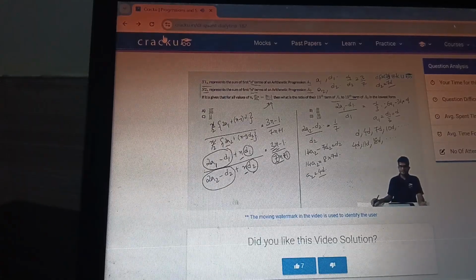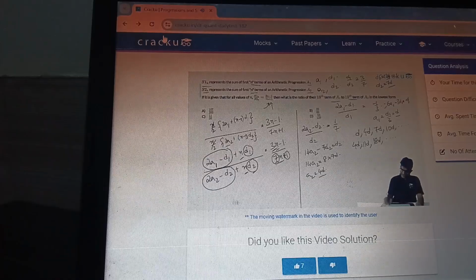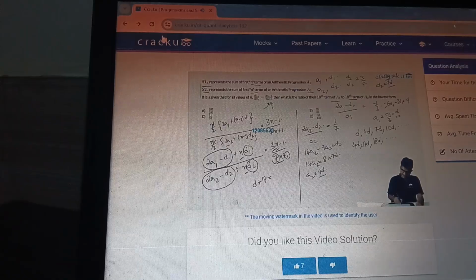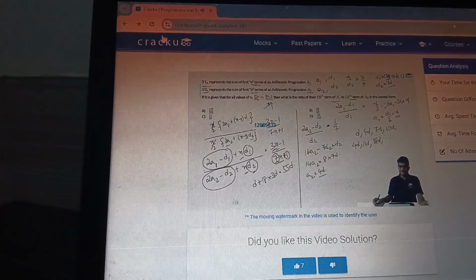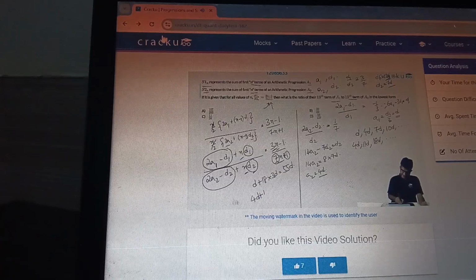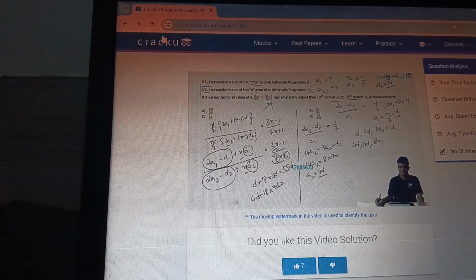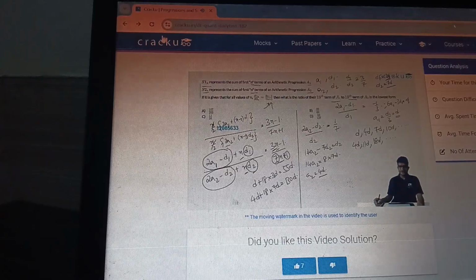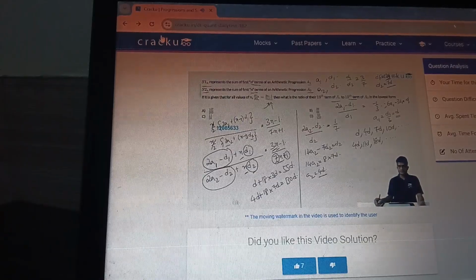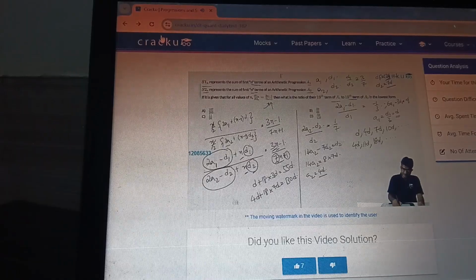The 19th term of A1 will be a plus 18d. a is d itself, so this is d plus 18 times the common difference, which is 3d, which is equal to 55d. And the 19th term of the second arithmetic progression will be the first term, which is 4d, plus 18 times the common difference, which is 7d. 18 into 7 is 126, plus 4 is 130, so this is equal to 130d. So the required ratio is 55:130. You divide both of them by 5, so this is going to equal 11/26. So the required answer is option C.